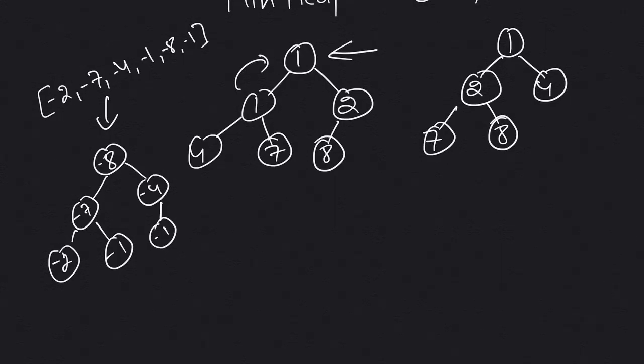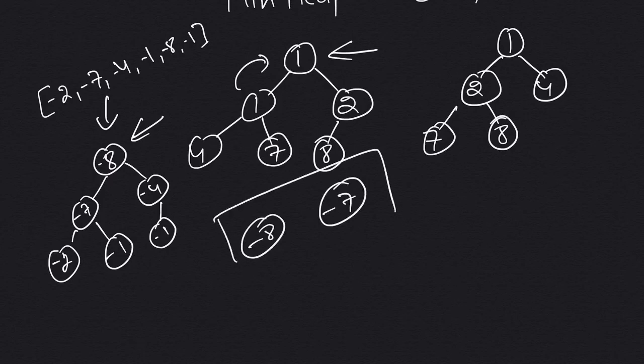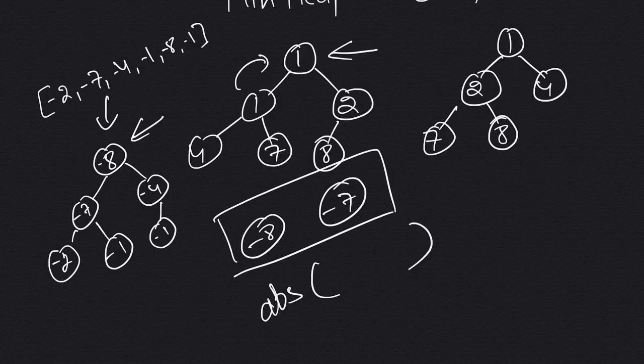And now I will take out the first element and keep doing this. I will take out the -8 and -7 and take the absolute difference between them. Whatever the difference is, I will add it back to the min heap. And at the end, if I'm left with a single element, I will return that single element as the result. Otherwise, I will return 0.